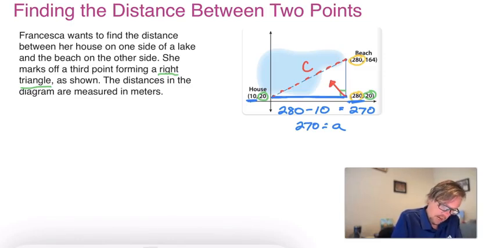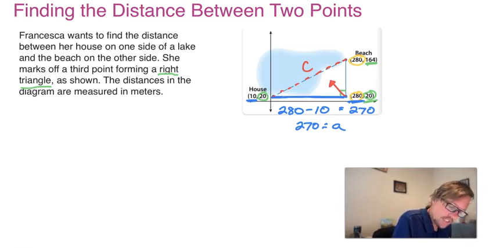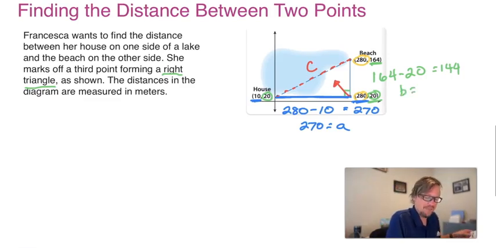Now we're going to do the same thing going in the y direction. Let's look at our y's, which were 164 and 20. To figure out how far that is, we're going to subtract those. So 164 minus 20 gives us 144. And so 144 is going to be our B value.